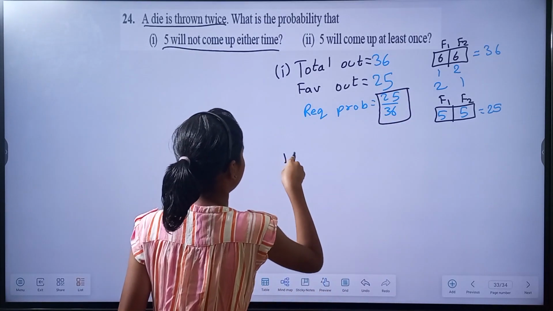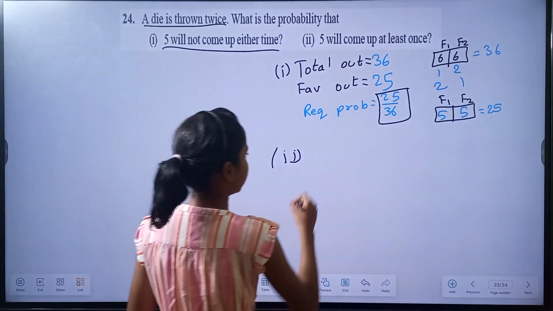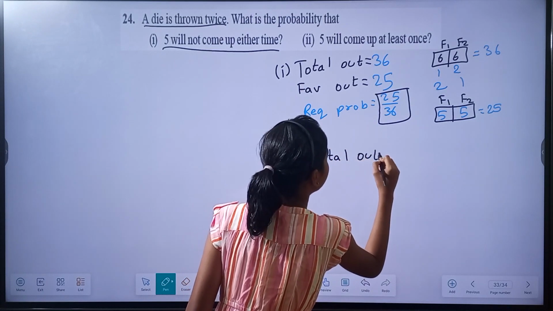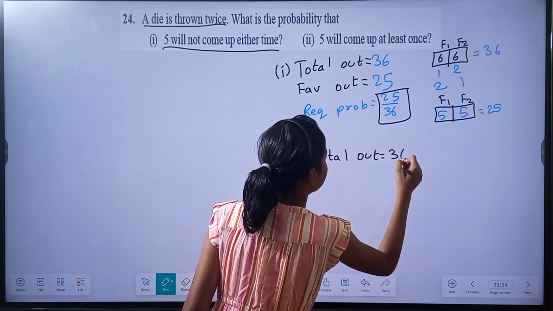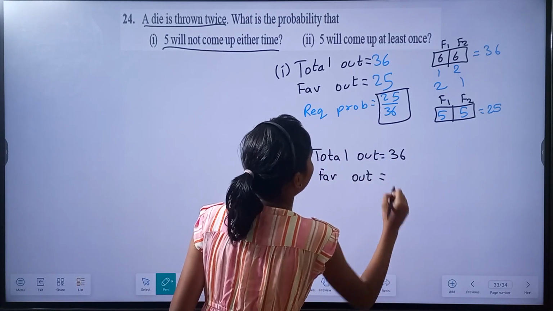And now the second one: 5 will come up at least once. So first let's write total outcomes. Total outcomes equal to 36. And the favorable outcomes: 5 will come up at least once.